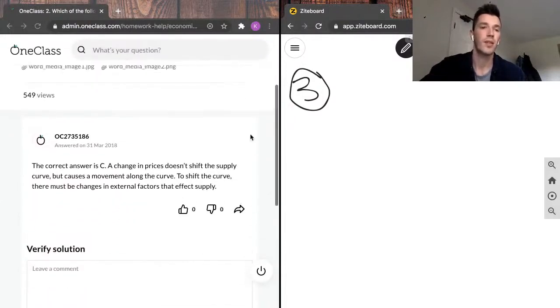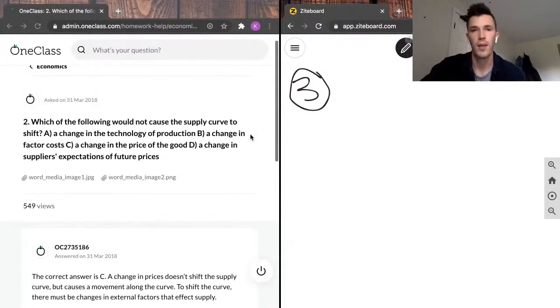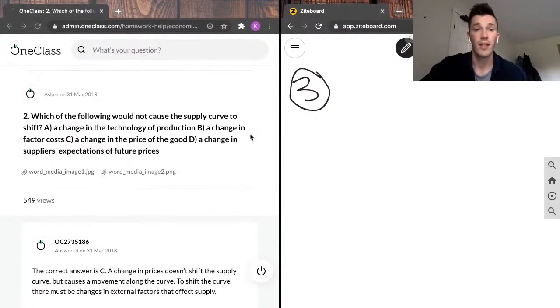What our junior tutor has written is that the correct answer is C. A change in prices doesn't shift the supply curve but causes a movement along the curve. To shift the curve, there must be changes in external factors that affect supply. So that's the correct answer, C, a change in the price of the good.